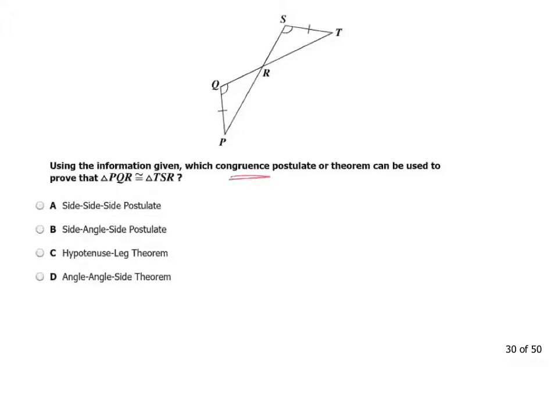Reading through the problem, the keyword is congruence. So I see I have an angle already given, and I have a side. Whenever you see vertical angles, you need to mark the vertical angles. So now we can see as we go around that this is angle, angle, side. D.